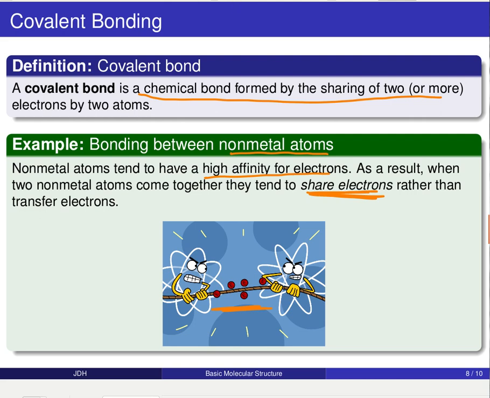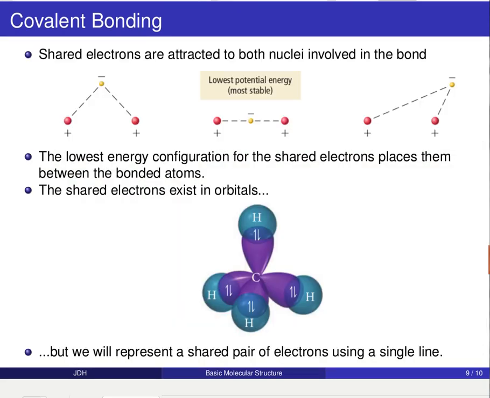And so if we analyze the result of the sharing of electrons, we can start with some very basic arguments here. Use this fact that electrons are attracted to both nuclei to come up with a mental picture of where these electrons are likely to reside. Okay, so if you've got two nuclei here, in this case it's two protons, right?